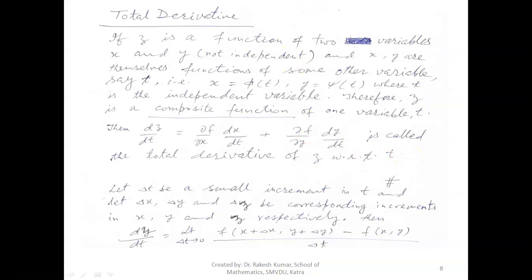Now we will prove it. Let delta t be a small increment in t, and let delta x, delta y and delta z be corresponding increments in x, y and z respectively. Then dz by dt is equal to limit delta t tends to 0 of f of x plus delta x comma y plus delta y minus f(x,y), upon delta t.